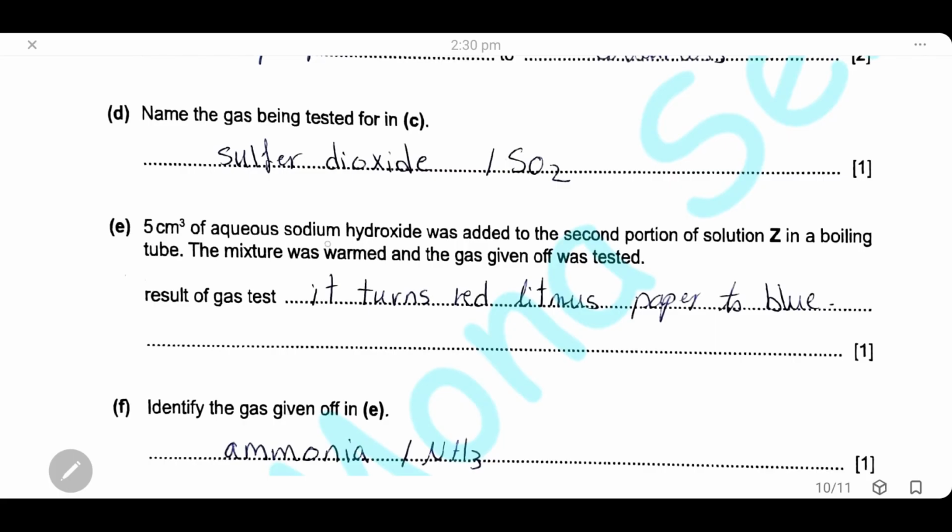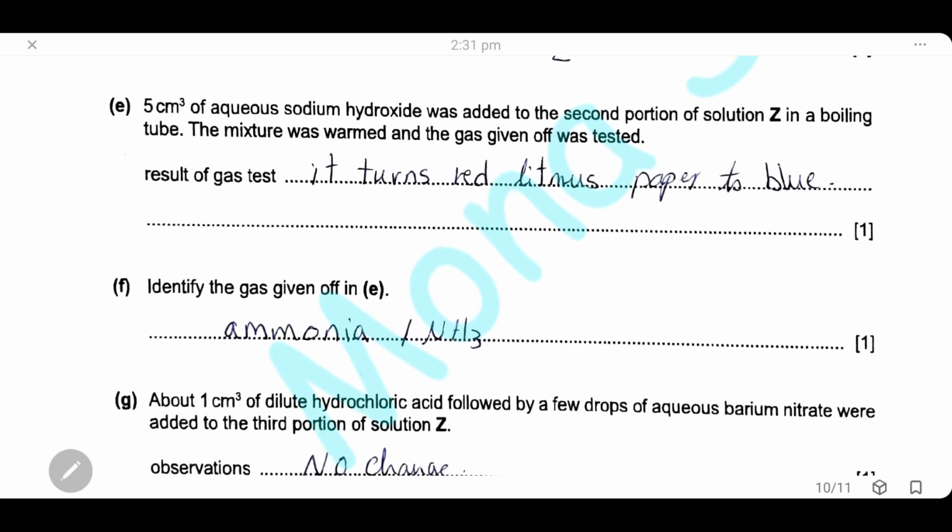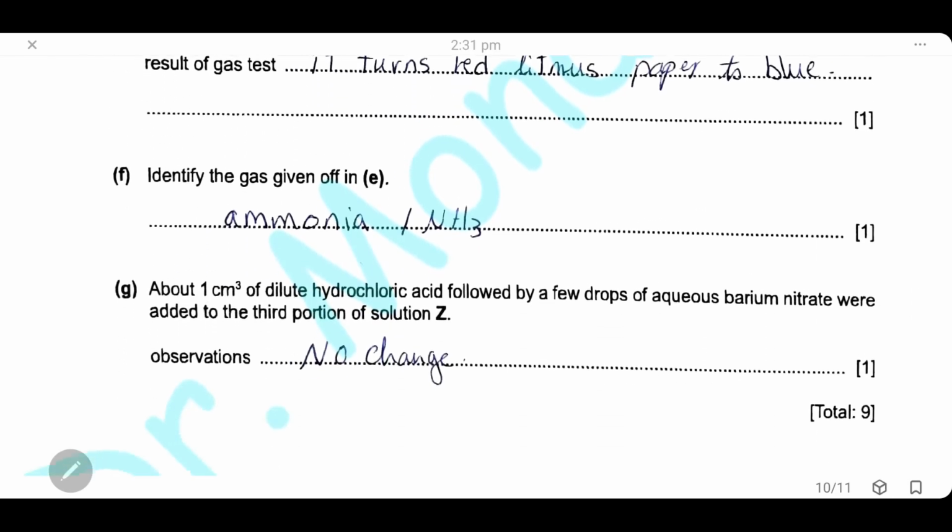5 centimeter cube of aqueous sodium hydroxide was added to the second portion of solution Z in a boiling test tube. The mixture was warmed and the gas given off was tested. Here, the sodium hydroxide will displace ammonia from the ammonium sulfide, so the test will be that the litmus paper turns from red to blue, and the gas given off is ammonia.